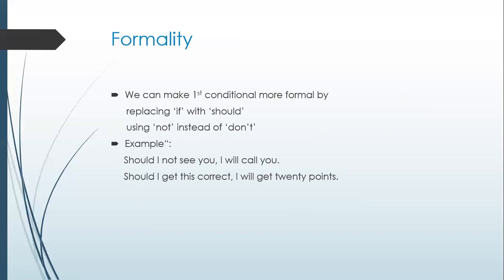Now, the first conditional sentence can have different formality levels. We can make a conditional sentence more formal by using should instead of if, and by using not instead of don't. Here are the examples. Should I not see you? I'll call you. Okay, if I don't see you, I'll call you has been replaced by this sentence. Should I not see you? I'll call you. So I'll call you if I don't see you.